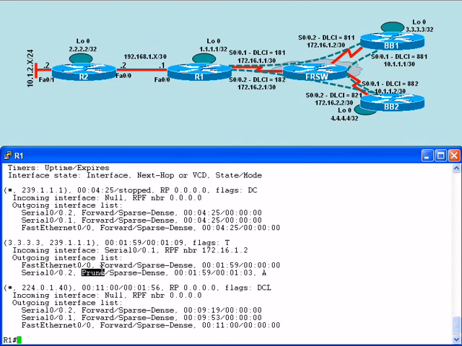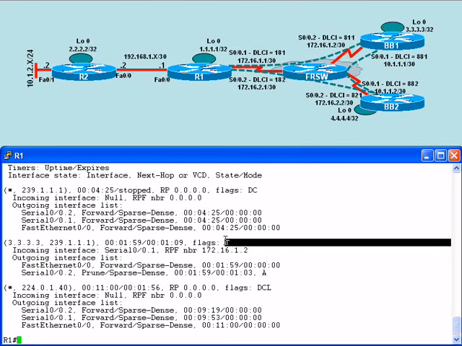BB2 does not have any receivers for this group, so that link of the tree has been pruned off. Also notice the flag on the S comma G entry. It's the T flag. The T flag indicates that we are currently using the shortest path tree, or the SPT.